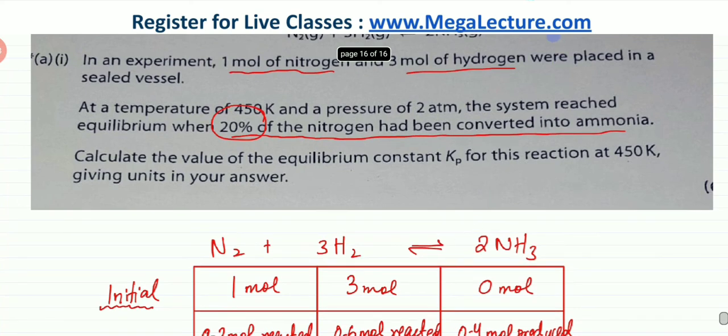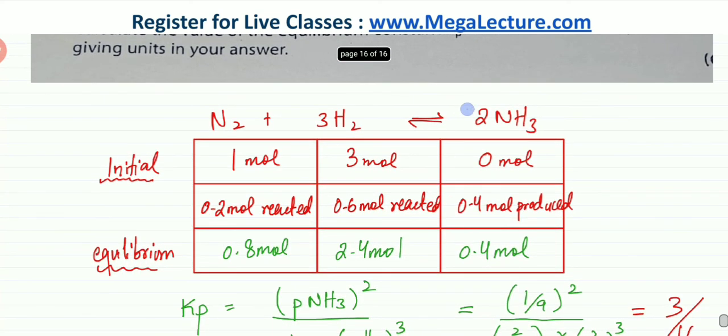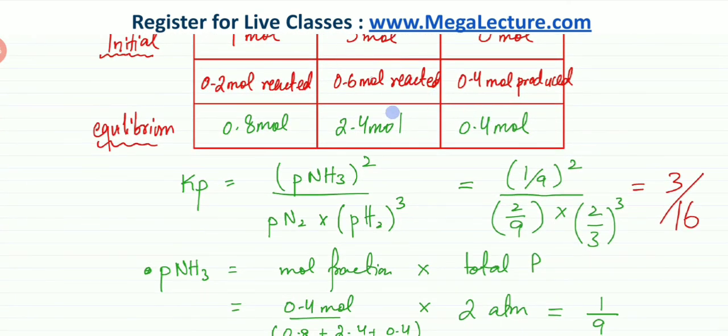So the question says: calculate the value of the equilibrium constant Kp for this reaction at 450 kelvins, giving units in your answer. The only thing that's left is we need to find the units. The units are simple. It's atmospheres, so it's atmosphere squared at the top, and at the bottom it's going to be atmosphere times atmosphere cubed. If you simplify atmosphere squared divided by atmosphere to the fourth, it's going to come out to be atmospheres to the minus 2. So that's going to be my unit.